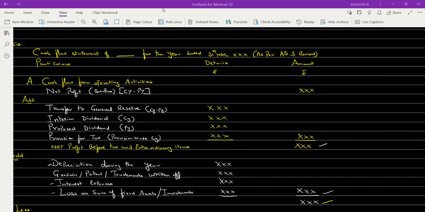So interest received or rent received, or the value of your dividend received. All these will be an inflow of cash, taken to an add item. So that means these items will be added. When I add these items, I'll get a net value.